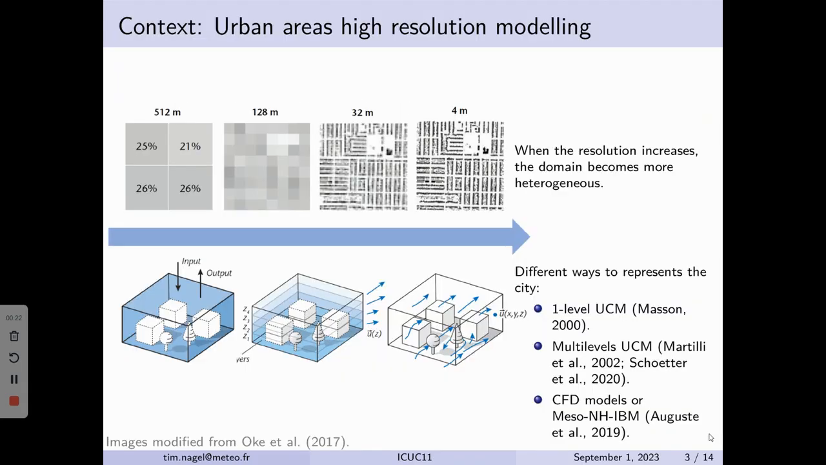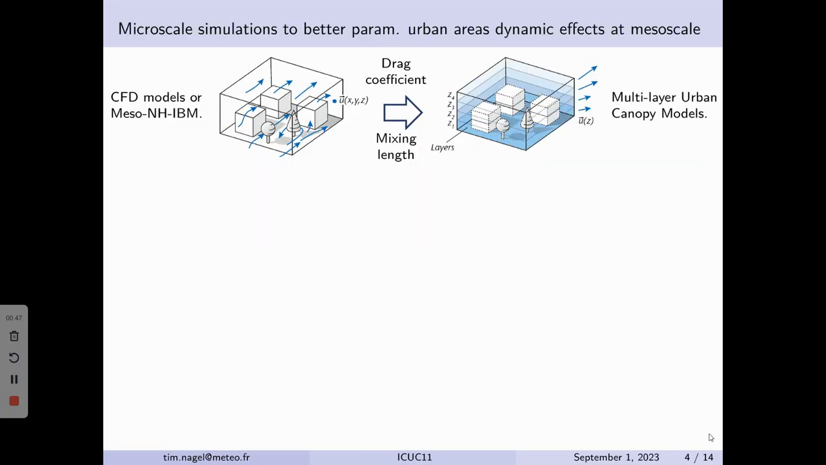So if you want to simulate urban areas at high resolution, you know that when the resolution increases, the domain becomes more and more heterogeneous. At the district scale, at 100-meter resolution, you can use urban canopy models, and if you want to explicitly resolve the buildings, you have the CFD models or mesoscale models with an immersed boundary method. The objective of this presentation is to use microscale models to derive parameters that can improve the multi-layer urban canopy models, more precisely the drag coefficient due to the buildings and the urban turbulence mixing lengths.